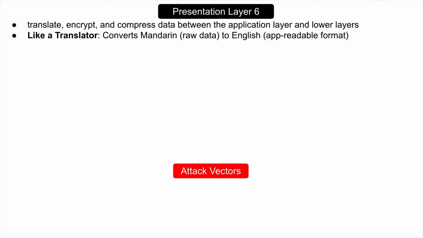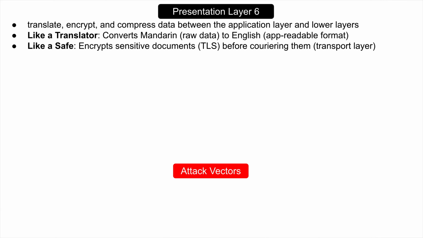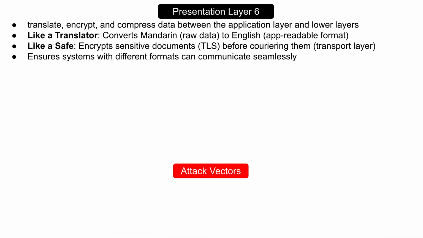A real-world analogy of the presentation layer could be a translator which converts the Mandarin language to the English language, or a safe which encrypts sensitive documents before dispatching them. This encryption is done by the presentation layer using Transport Layer Security, or TLS, and their transportation is the responsibility of the transport layer, which is layer 4 of the OSI model.